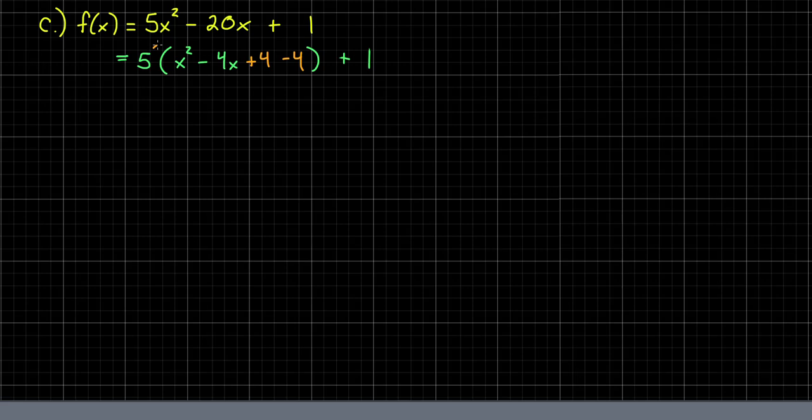And I'm going to actually include one more step than I normally would. But we'll just jump in right here. So I now get 5, then inside my parentheses, x squared minus 4x plus 4. And then I distributed the 5 to the negative. So I'll take out a negative 20 and plus 1.